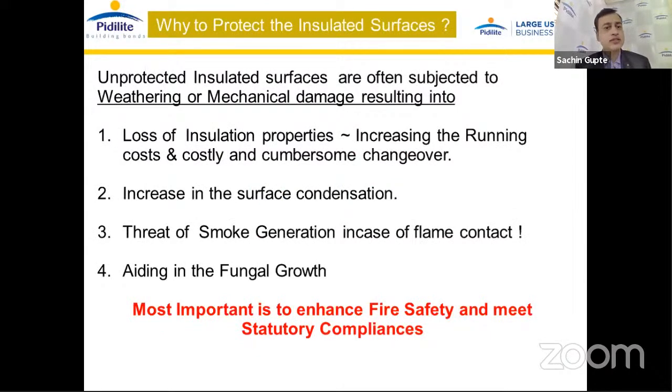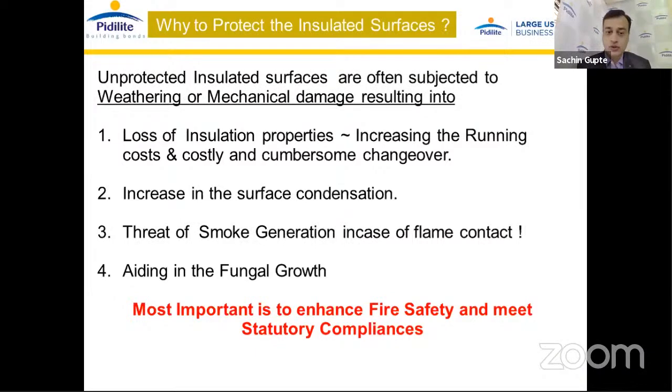If an insulated surface is not protected, what does it lead to? What typically happens with the insulation material? All insulation materials are subjected to weathering and mechanical damage. Weathering is a grade above what we call in local parlance UV. It's much more than UV resistance; UV resistance is a part of weathering. If we are not properly protecting the insulated surfaces, first and foremost, the basic problem is the loss of insulation properties, which increases the running cost.